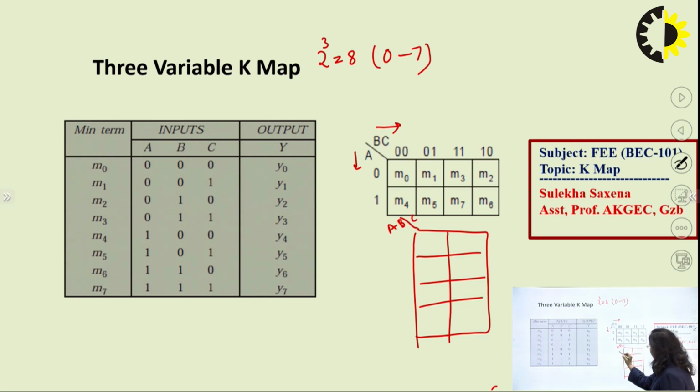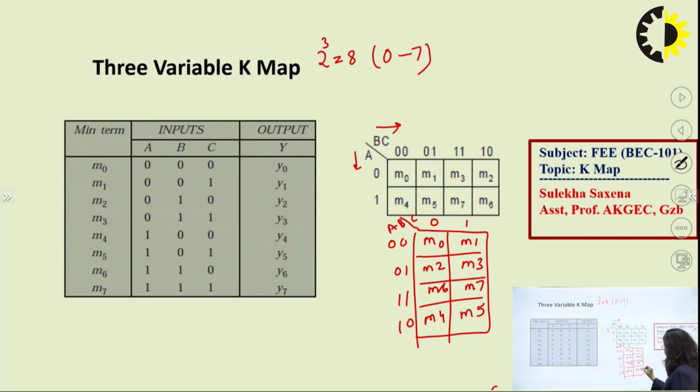So if we take 2 on the left, then it is 0 0, 0 1, 1 1, 1 0 and 0 1. So it comes out to be M0, M1, M2, M3, M4, M5, M6 and M7. And if we take on the horizontal fashion 0 0, 0 1, 1 1 and 1 0.